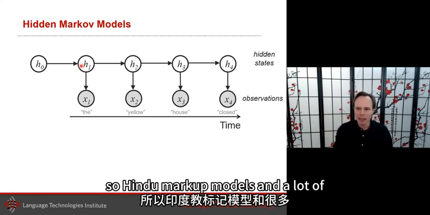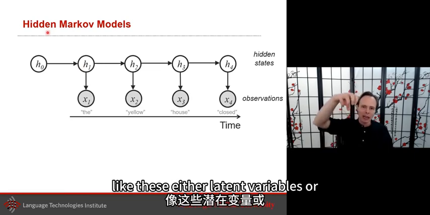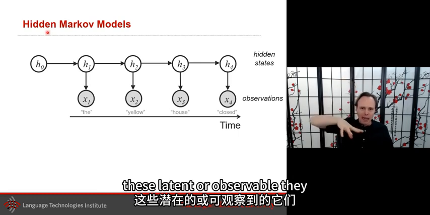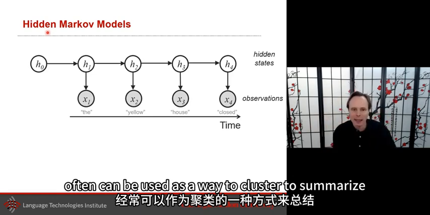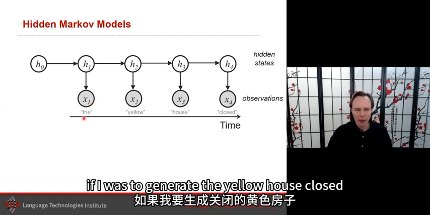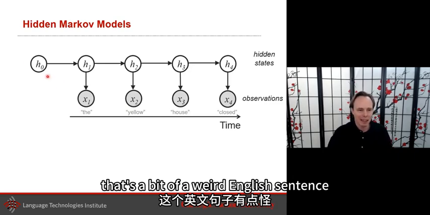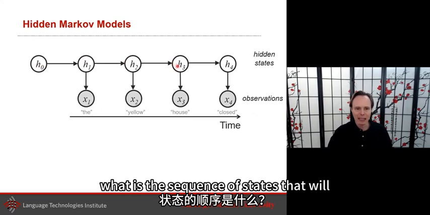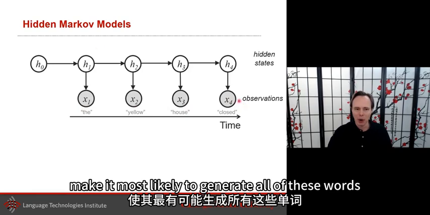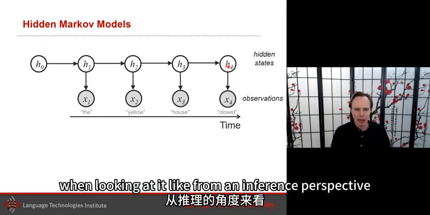So with hidden Markov models, and when we look at other graphical models like conditional random fields, a lot of these variables, either latent variables or even sometimes observed variables, can often be used as a way to cluster, to summarize the information. And so if you look at this, it says, hey, if I was to generate the yellow house closed, that's a bit of a weird English sentence, what is the sequence of states that will make it most likely to generate all of these words? That's what the hidden Markov model will try to infer, from an inference perspective.